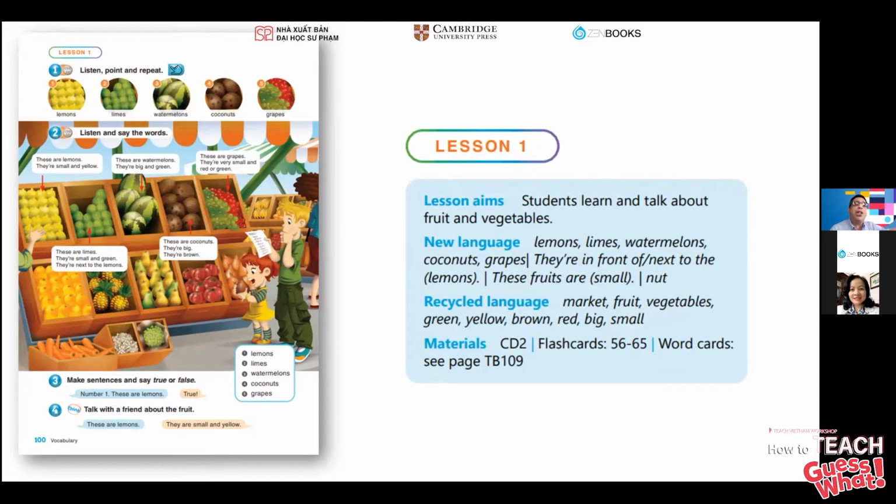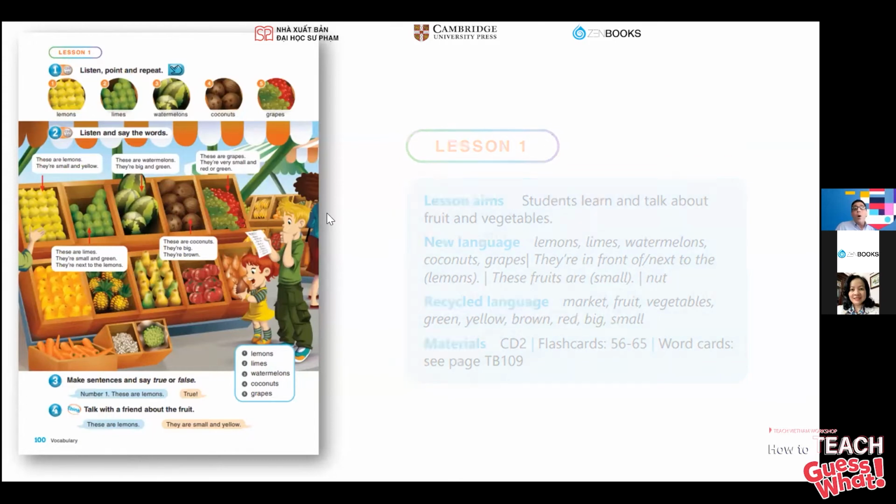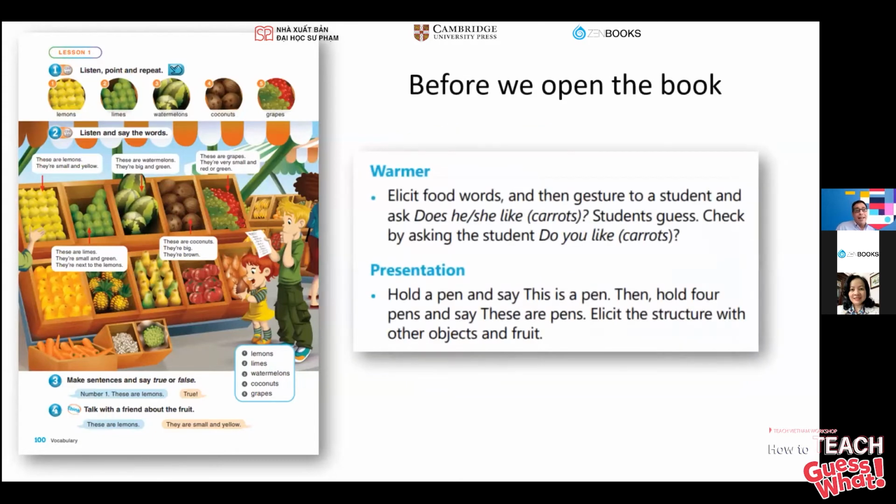We need to give them a chance to encounter and repeat the language they've learned again and again. So I have new language and I have recycled language that they can build upon and see again and again. Market, fruit, vegetable, green, yellow, brown, red, big, small. And I can also see the materials that I need for the lesson, and provided guidance in order to make this lesson happen in the class.